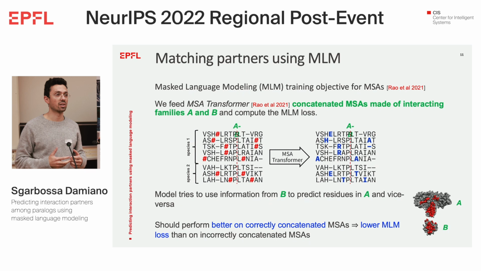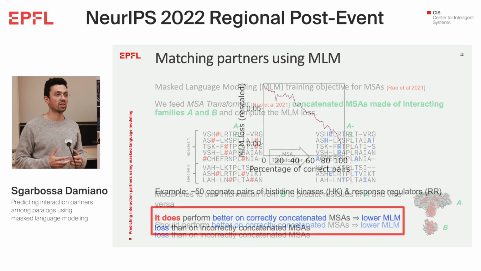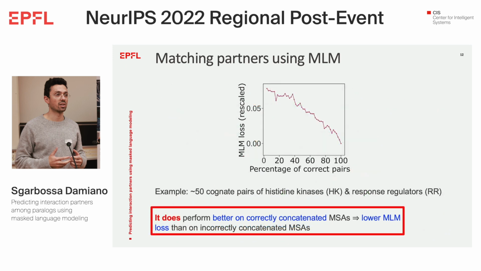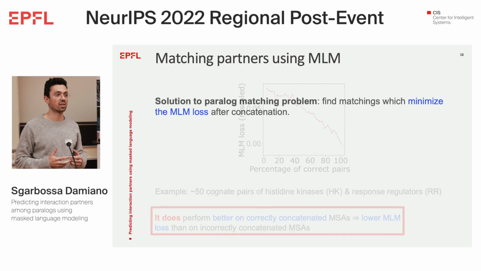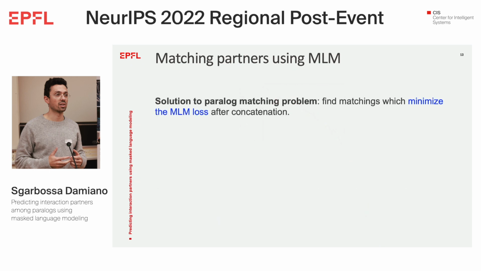So what we hope is that the model will perform better on correctly concatenated alignments with respect to wrongly concatenated ones, giving a lower masked language modeling loss. And indeed, this is what it does, because it performs better on correctly concatenated MSAs. As you can see here, in fact, the masked language modeling loss decreases for increasing number of correctly paired sequences. And this suggests a solution to this problem, which is simply matching the paralogs by finding the matchings that minimize the masked language modeling loss.